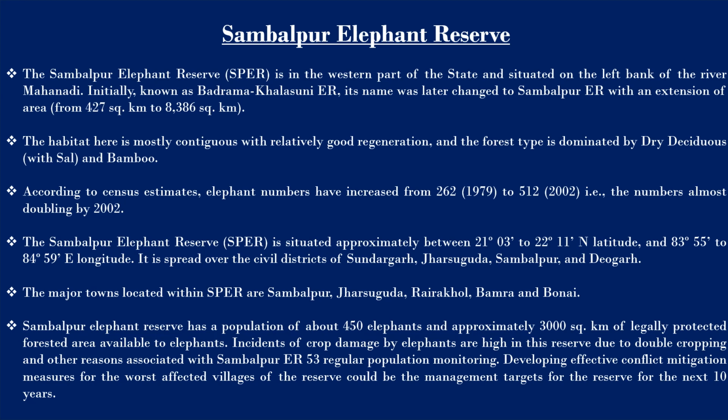Sambalpur Elephant Reserve has a population of about 450 elephants and approximately 3,000 square kilometers of legally protected forest area available to the elephants. This data is of the 2002 census. Incidents of crop damage by elephants are high in this reserve due to double cropping and other reasons associated with Sambalpur ER. Regular population monitoring and developing effective conflict mitigation measures for the worst affected villages of the reserve could be the management targets for the reserve for the next 10 years.